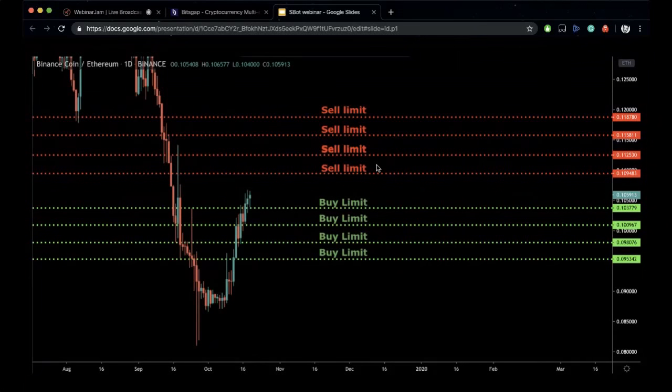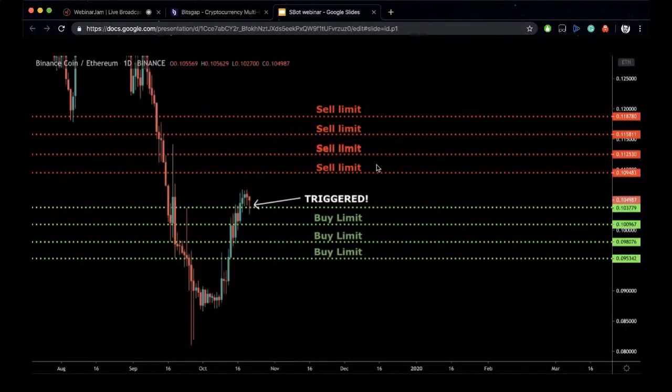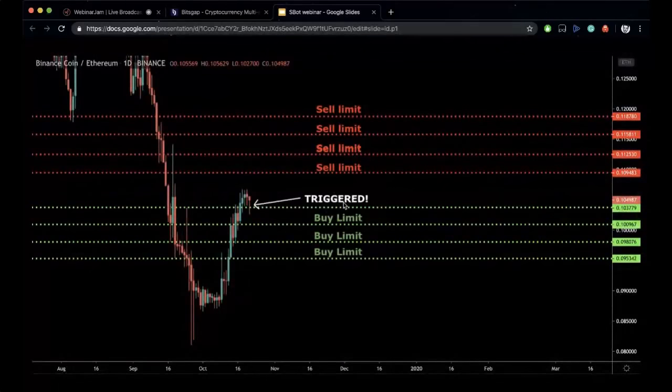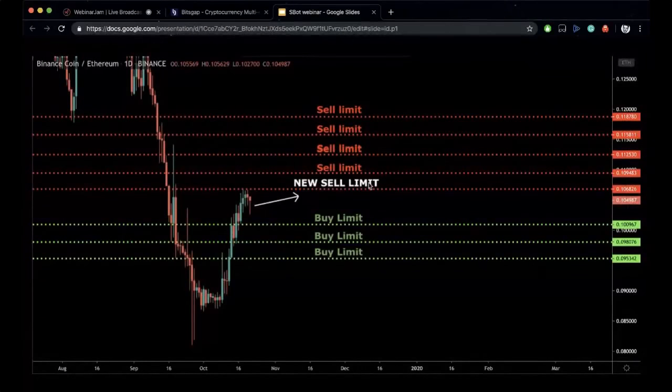And as the price keeps moving, you see it falls down a little bit and triggers the buy limit order. When it triggers the buy limit order, it's going to use your quote currency. In this example, it's Ethereum to buy BNB. Right after the execution occurred, a new sell limit order is placed above the price, maintaining this grid spacing. So like this.